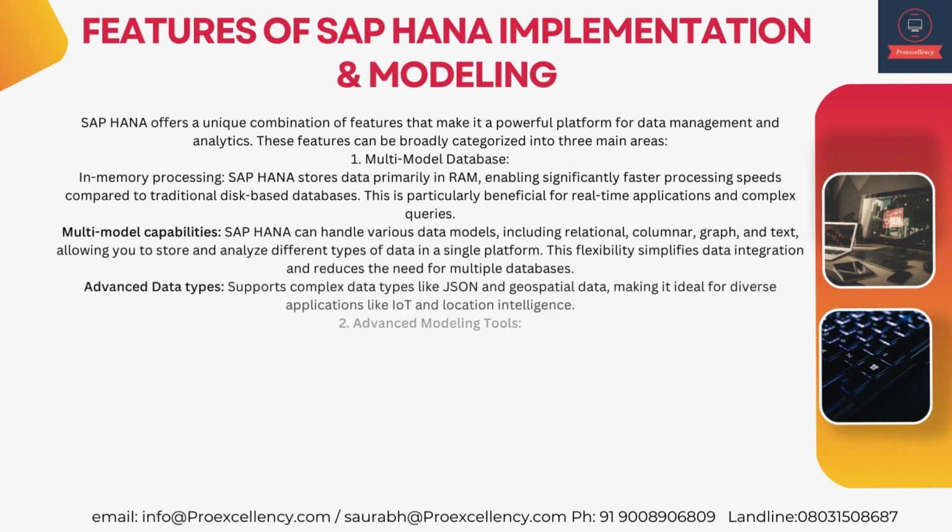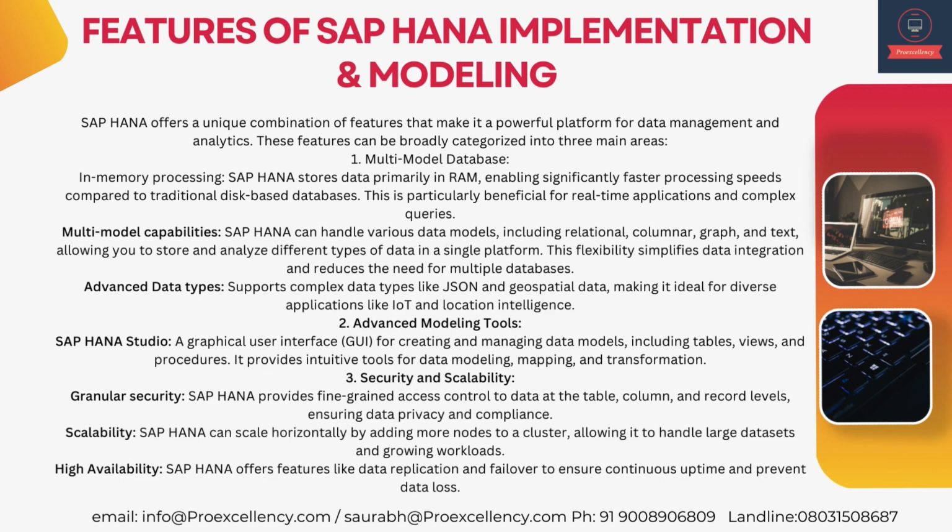Features of SAP HANA Implementation and Modeling. SAP HANA offers a unique combination of features that make it a powerful platform for data management and analytics. These features can be broadly categorized into three main areas. 1. Multimodal database. In-memory processing: SAP HANA stores data primarily in RAM, enabling significantly faster processing speeds compared to traditional disk-based databases. This is particularly beneficial for real-time applications and complex queries.